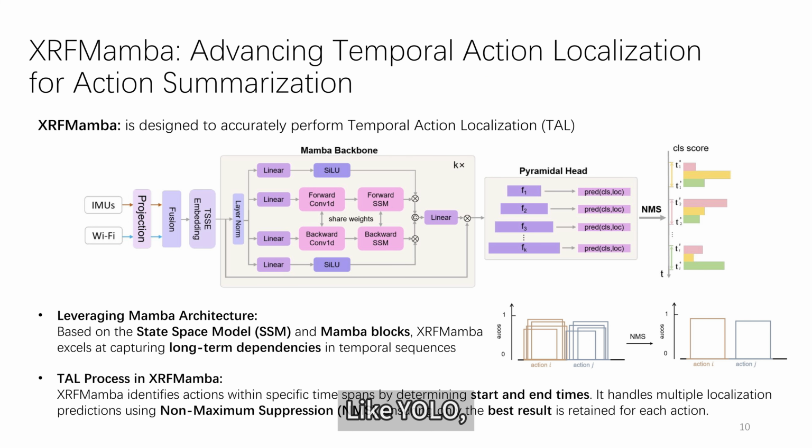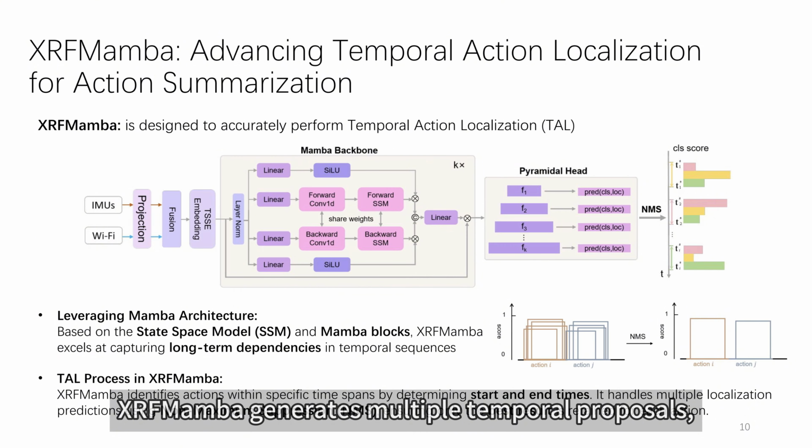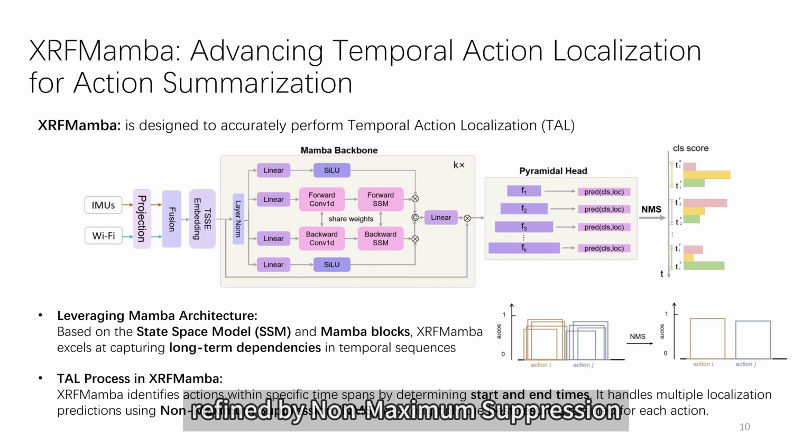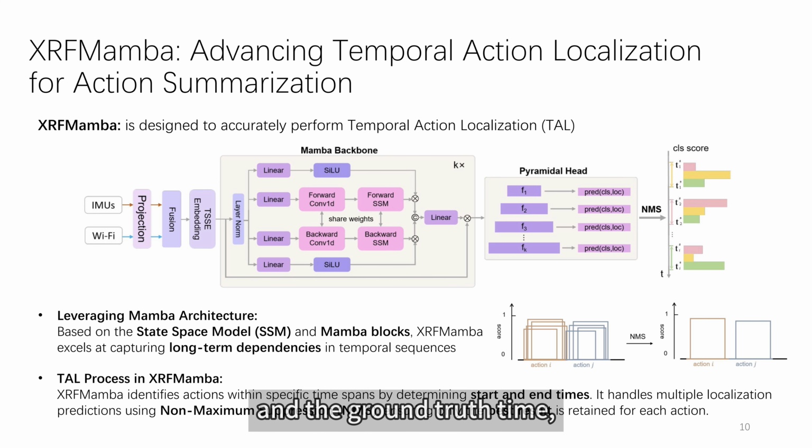Like YOLO, XRF Mamba generates multiple temporal proposals, refined by non-maximum suppression to remove redundant segments. We use the intersection over union, IOU, between the predicted action time and the ground truth time, referred to as TIOU, to evaluate the performance of temporal action localization.